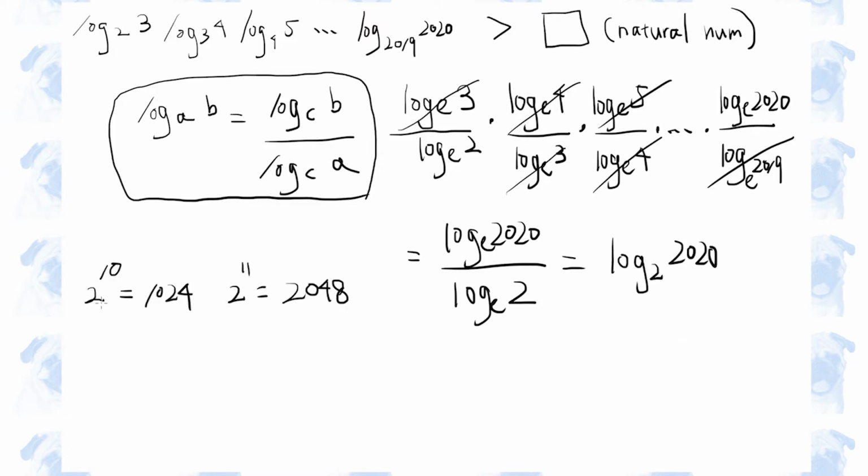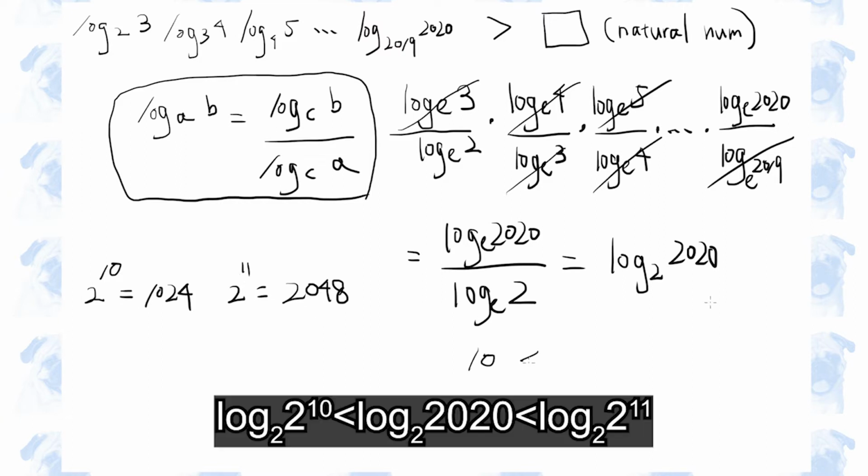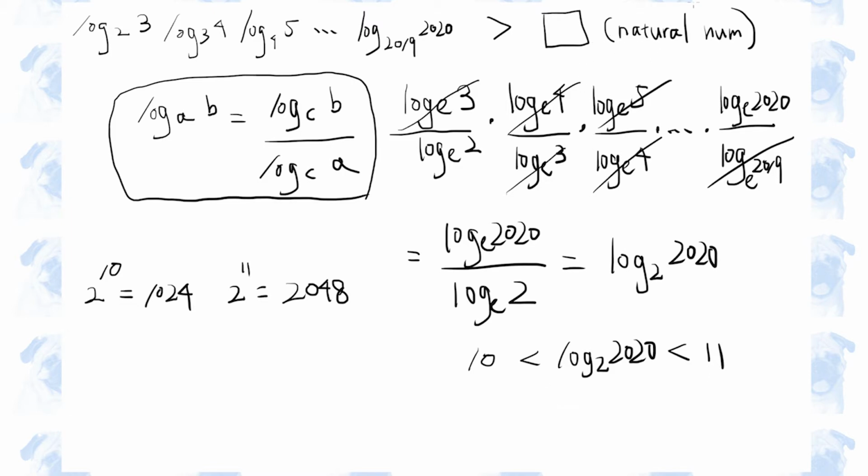Now, 2 raised to the 10th power is 1024, and 2 raised to the 11th power is 2048, which tells us that log base 2 of 2020 is between 10 and 11, which means that the largest natural number that is less than log base 2 of 2020 is 10. So the answer is 10.